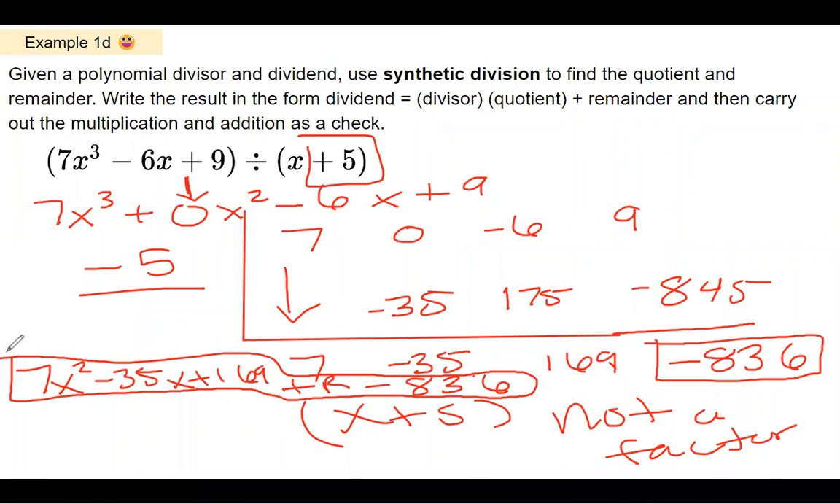No, I was just explaining, guys, that it was not a factor. X plus 5 is not a factor. Yes. What's the origin? Remainder. Yeah, remainder. There's a remainder. There's a remainder.